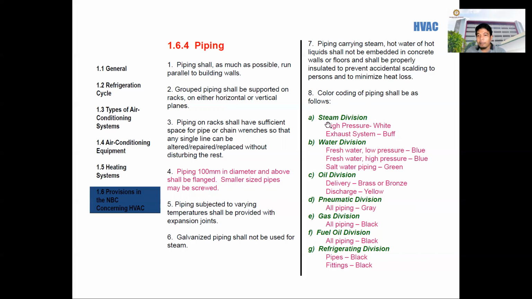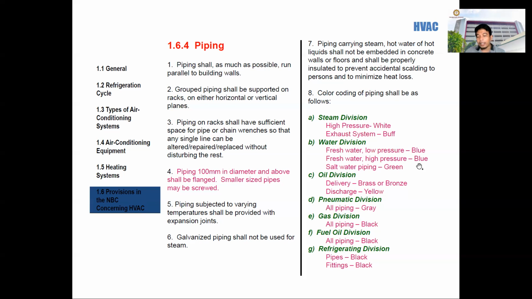So you have for steam division, that is white for high pressure, and then buff for exhaust system. For the water division, you have blue for fresh water or for the low pressure fresh water. Also, we have blue for high pressure fresh water. And then green for the salt water piping. But for the PPR class, the color of the PPR pipe is green. But we use that for fresh water.